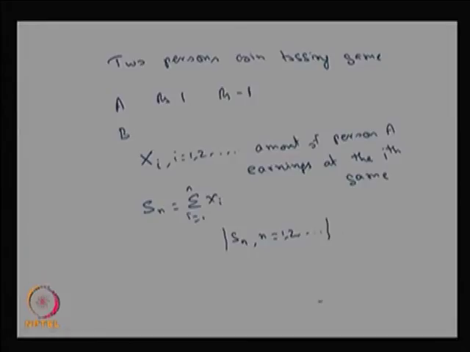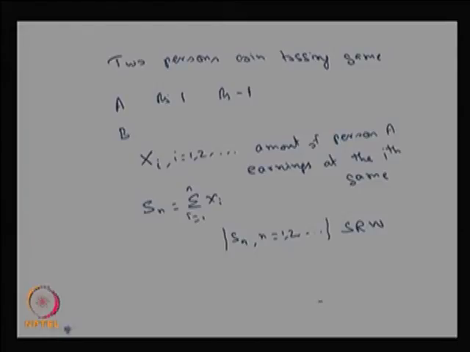is going to form a simple random walk, where the Xi's take integer values 1 and minus 1. With probability p, it takes the value 1, or it takes the value minus 1 with probability 1 minus p. So, I am just relating the simple random walk with the simple scenario of a two-person coin tossing game.